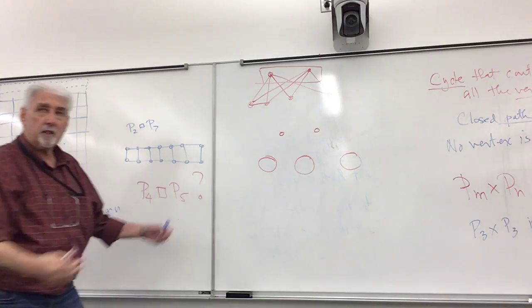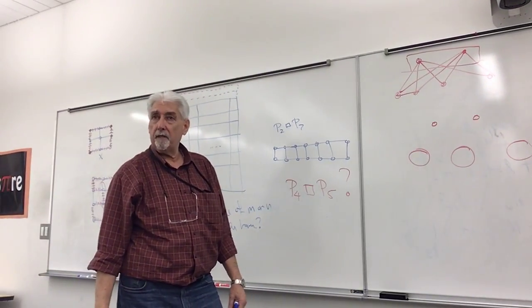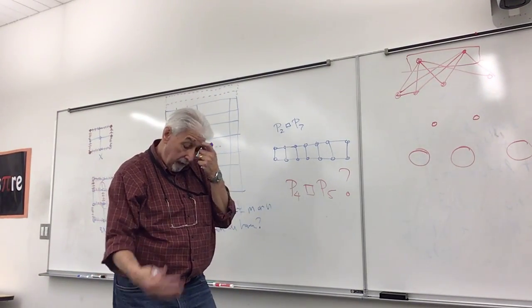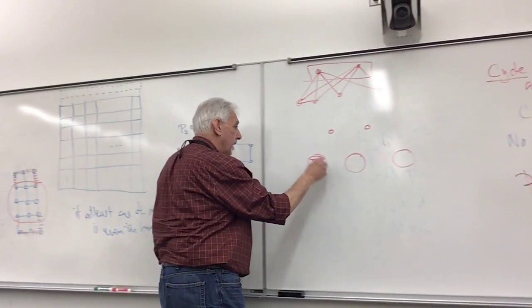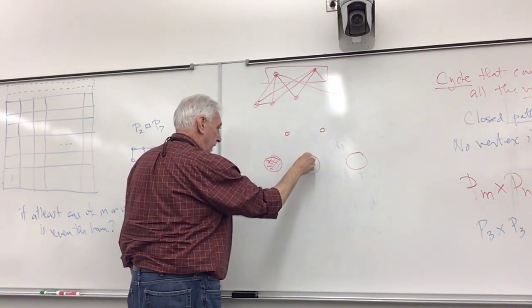I don't know what the edges are, but is there any way that this graph can be Hamiltonian? Is there any way that there is a cycle that contains all the vertices? I don't even care what's in here. Let's just make them big, complete pieces.